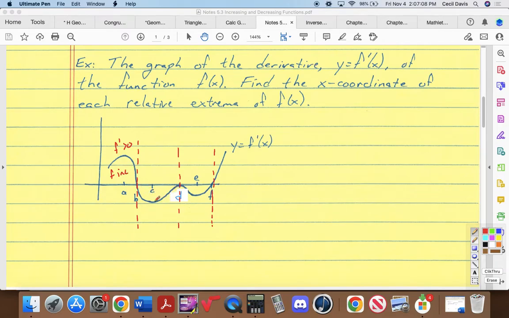Then on this next interval, f prime is negative, which means that f is doing what? Decreasing. When f changes from increasing to decreasing, what do we have on the graph of f? Yeah, so f has a local maximum at x equals b.